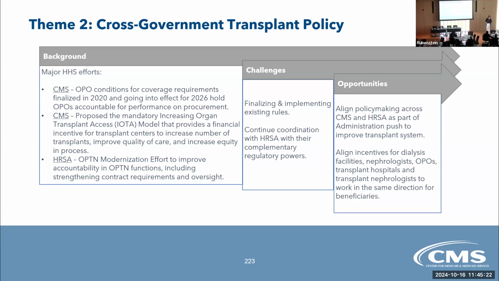So CMS finalized its OPO conditions for coverage requirements that include certain minimum standards about the number of organs transplanted, based off of the ones that they recover within their donor service area. It's the first time they're set with a clear performance target, with the idea that they could potentially lose their contract to manage their DSA. We also proposed at CMMI the IOTA model, increasing organ transplant access. We're government, we've got to talk in acronyms for everything.